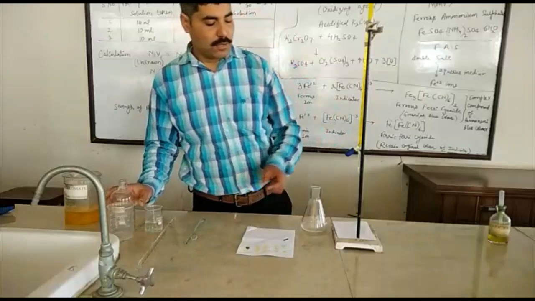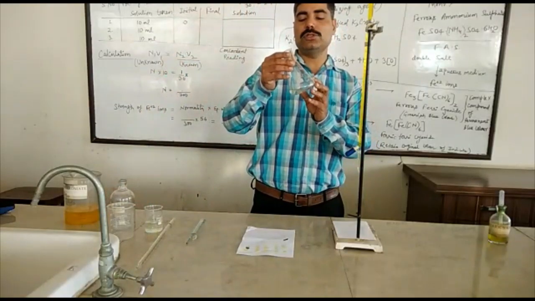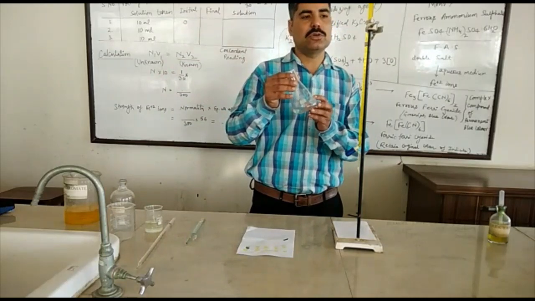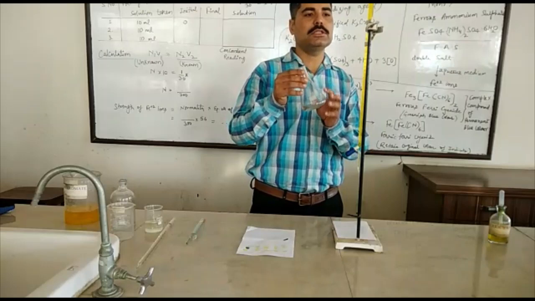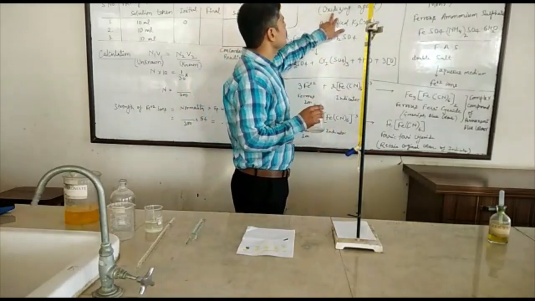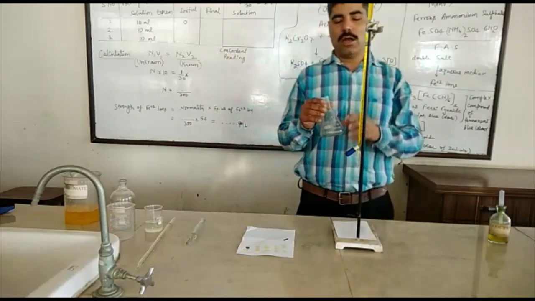By doing this, the given sample solution is acidified. Why? What is the need to acidify this solution? Because we know that the acidified potassium dichromate acts as an oxidizing agent. See, the oxidizing agent in this titration is acidified potassium dichromate. Now what we have to do?